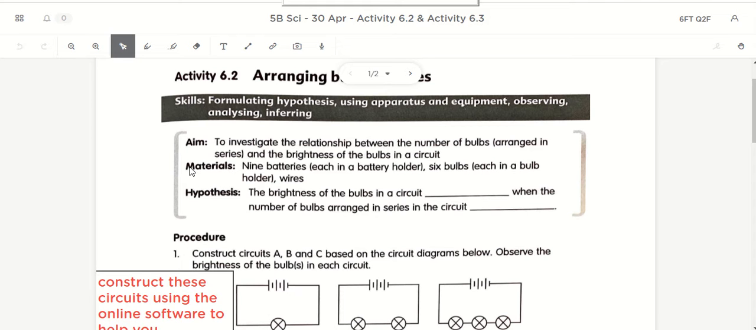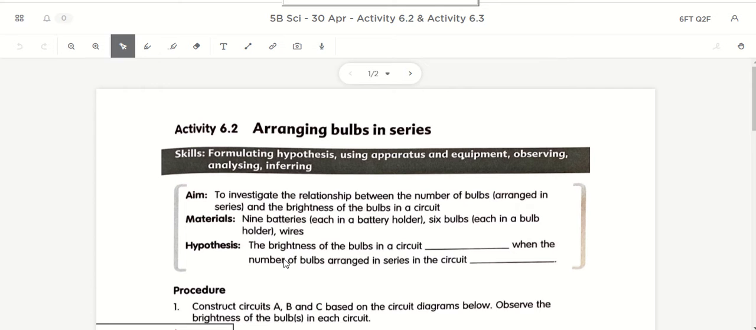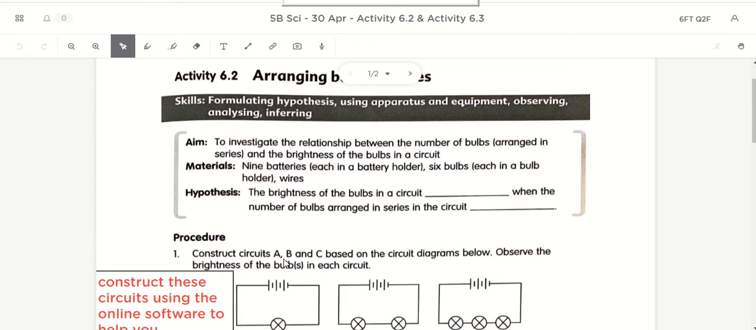So today I just want to go through the answers for activity 6.2 and activity 6.3, which is arranging bulbs in series and arranging bulbs in parallel. So I hope you have done this from your work.